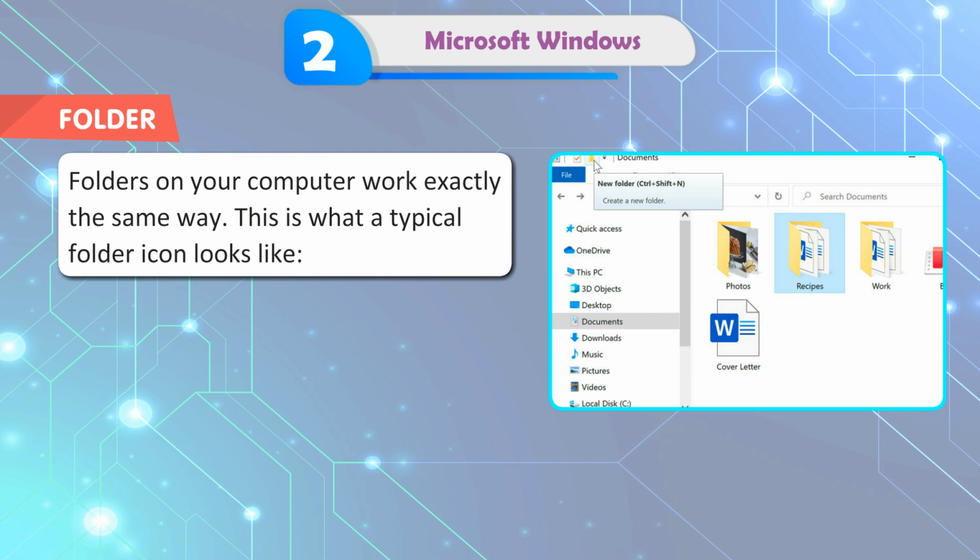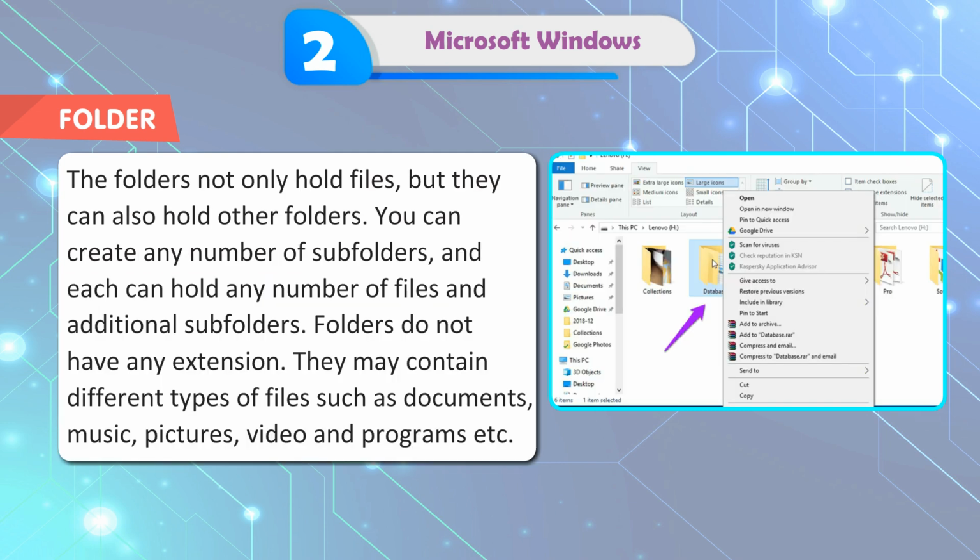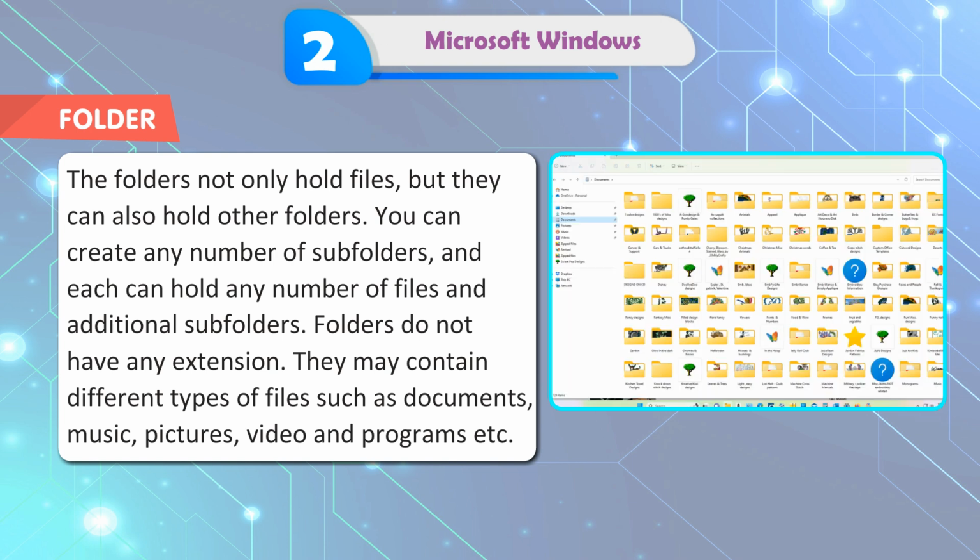This is what a typical folder icon looks like. The folders not only hold files, but they can also hold other folders. You can create any number of subfolders, and each can hold any number of files and additional subfolders. Folders do not have any extension. They may contain different types of files such as documents, music, pictures, video and programs, etc.